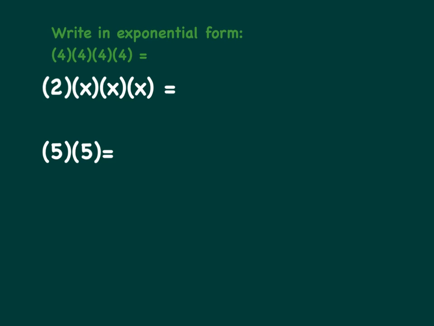Let's take these written in expanded form and write them in exponential form. So we have 4 times 4 times 4 times 4. Remember that the base is being multiplied by itself 1, 2, 3, 4 times. So in exponential form, I would have 4 to the 4th power. In this example, I would have 2x to the 3rd power. In this example, I have a base 5 and 5, so the base is multiplied by itself 2 times.